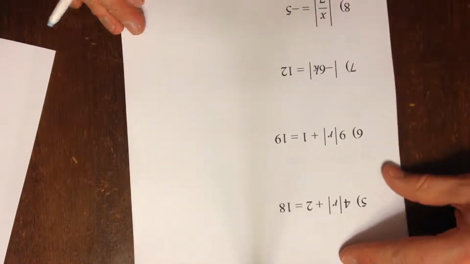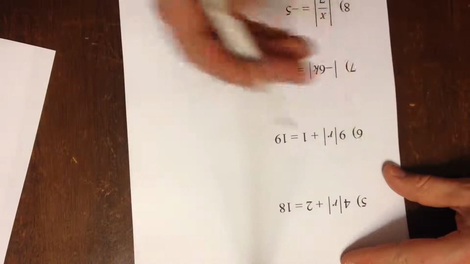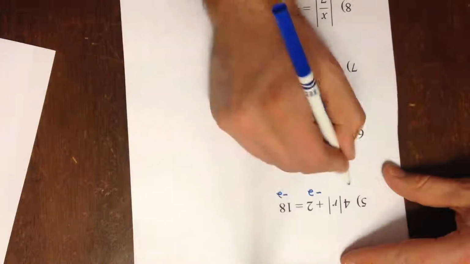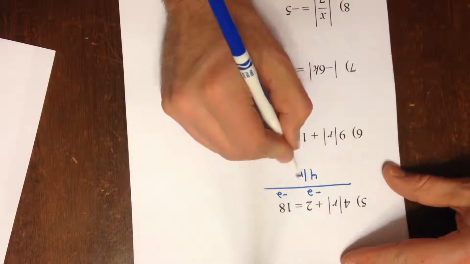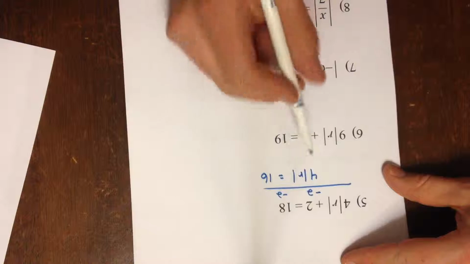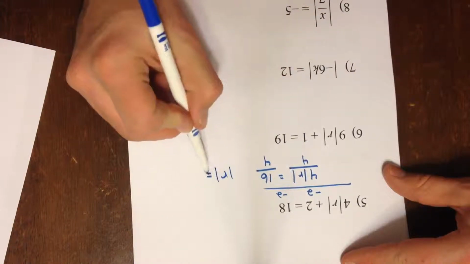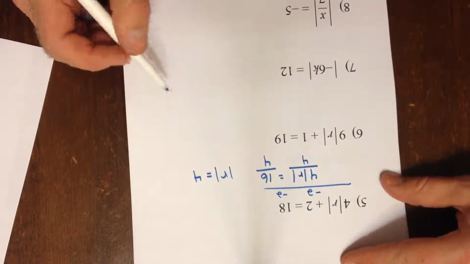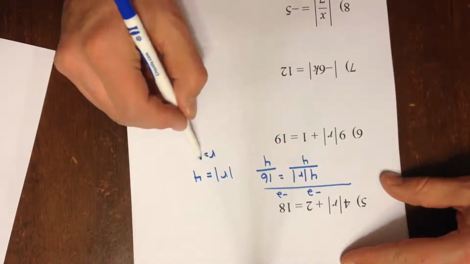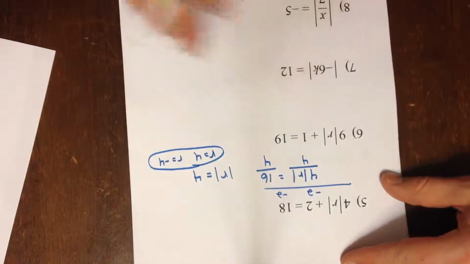Okay, number 5. Again, I want to get the absolute value all by itself. So you're solving this basically like solving a two-step equation. You're going to get rid of the 2, so you're going to subtract 2 from both sides. And then this is 4 times the absolute value, so you're going to divide. So you get the absolute value of r equals 4. Then think about this. There's two numbers that work there, 4 and -4. Okay, this next one is very similar.